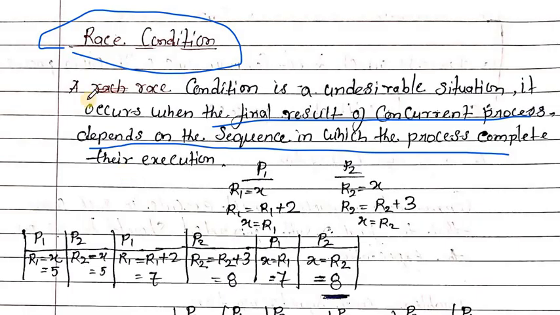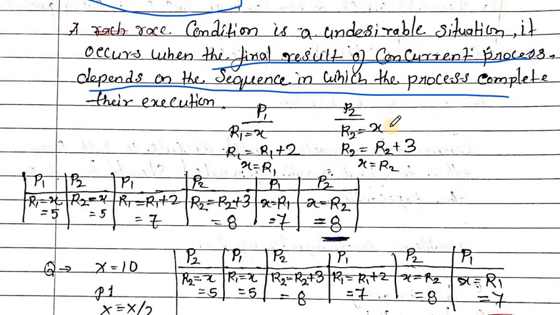Here we see where the race condition comes in. A race condition is a situation when the final result of the execution depends on the sequence of the process execution. Okay, so here we take a simple example. Let's take process 1 and process 2.